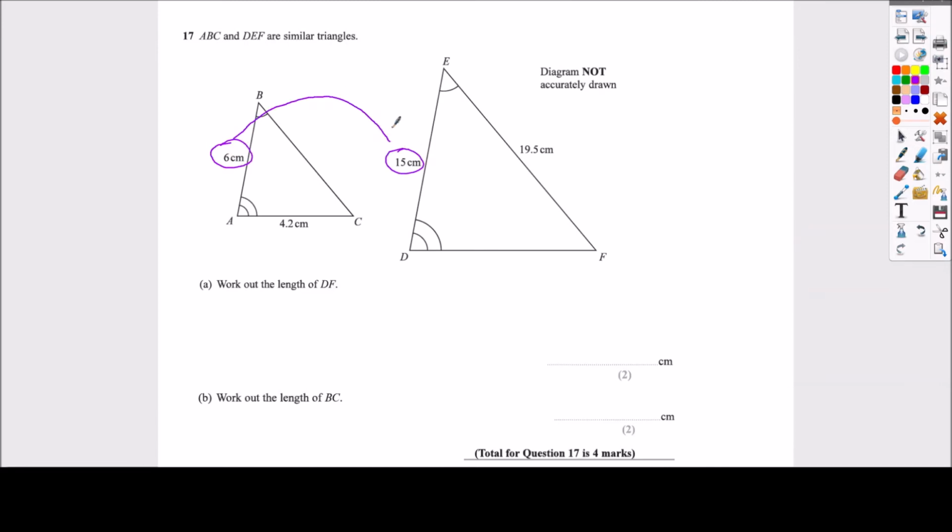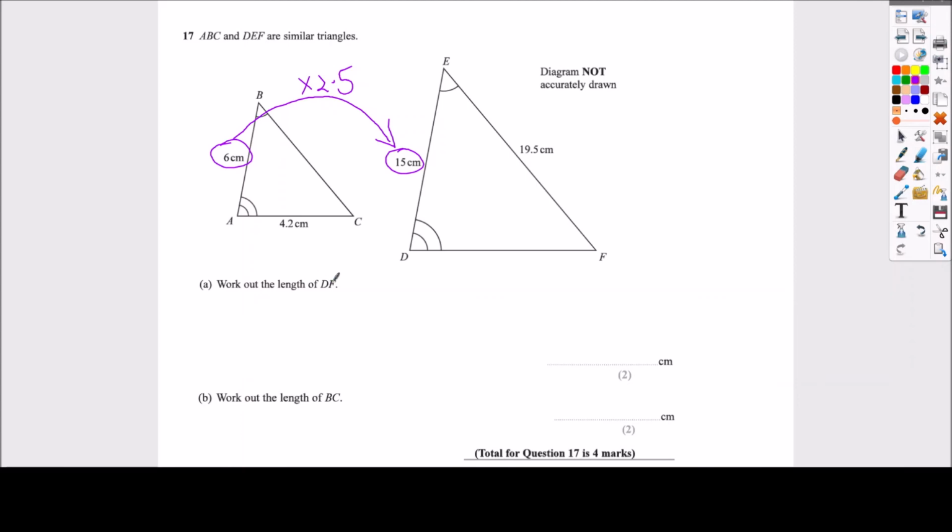How do we get from 6 to 15? What do we multiply it by? So look at it in reverse. Do 15 divided by 6 to give you the multiplier, which is 2.5. Okay, 6 times 2.5 gives us 15. So every length for the bigger triangle is 2.5 times the size of the length of the smaller triangle.